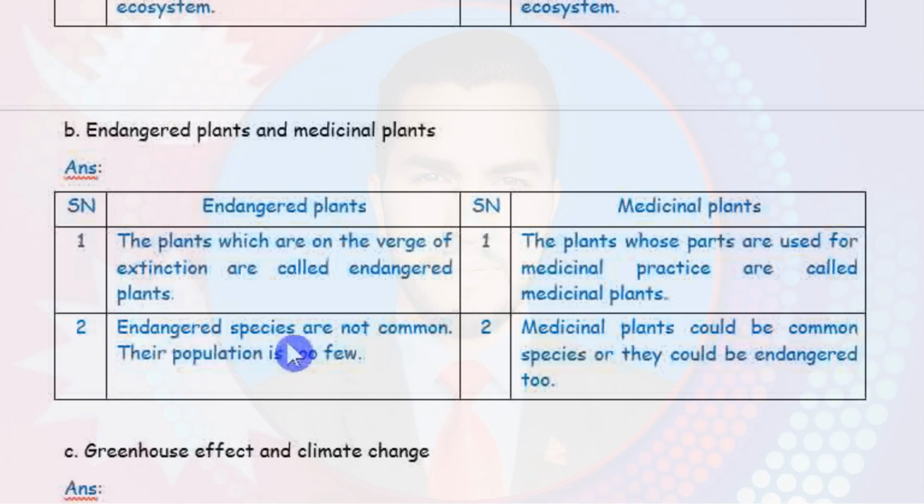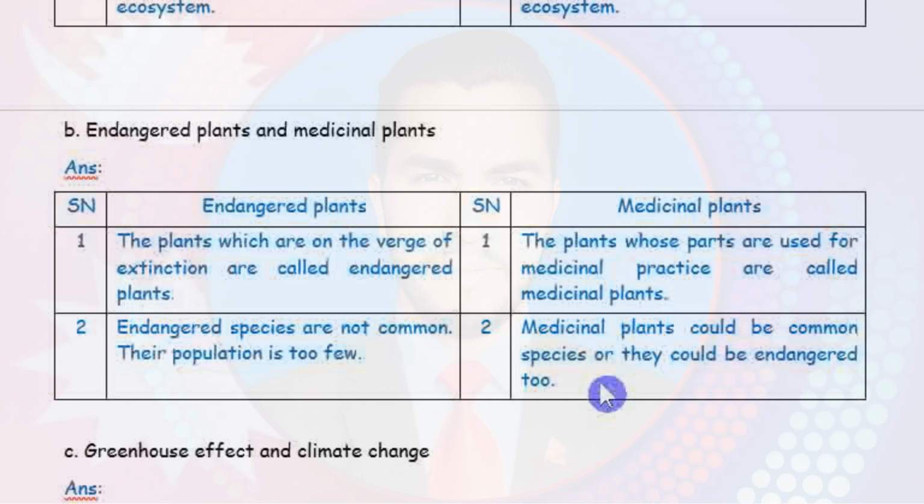Number 2, endangered species are not common. Endangered species cannot be found everywhere. Their population is too few. They are very less in number in the world. Therefore, we cannot find endangered species very easily. But medicinal plants could be common species or they could be endangered too.